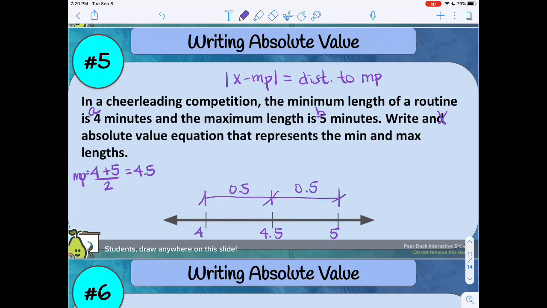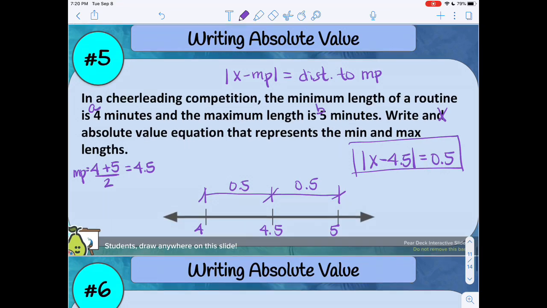So we can write our equation, based on this format, as the absolute value of X minus our midpoint, which we calculated to be 4.5, is equal to the deviation of 0.5. Why don't you try the next problem and see if you can do that one on your own, and then come back here to check your work.